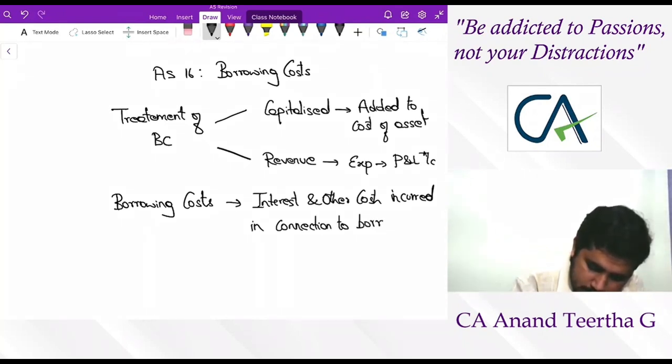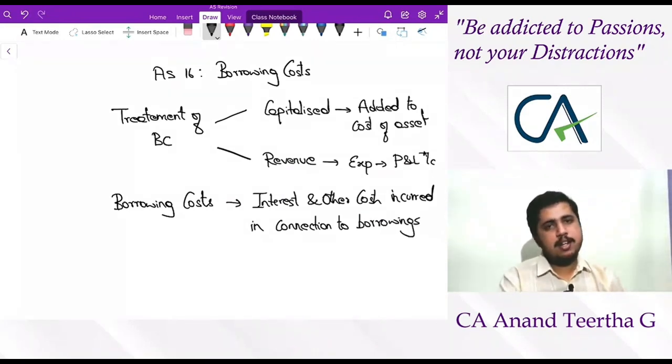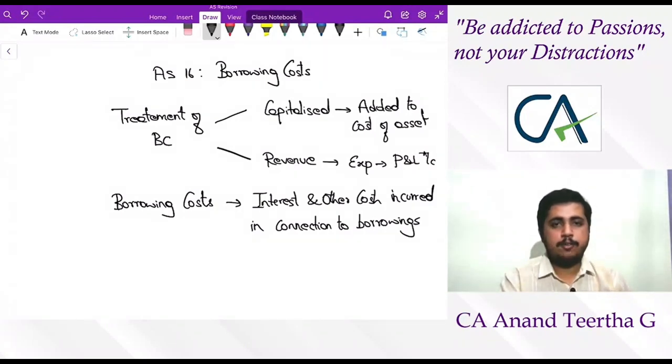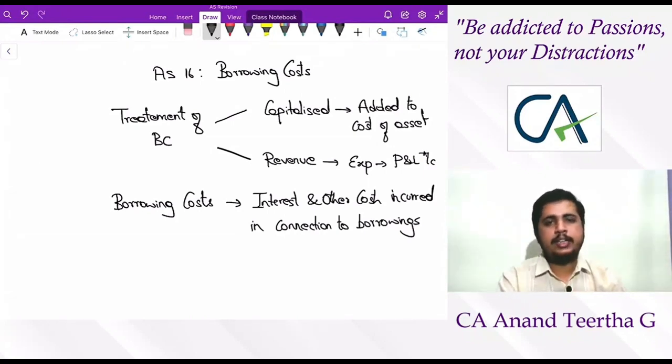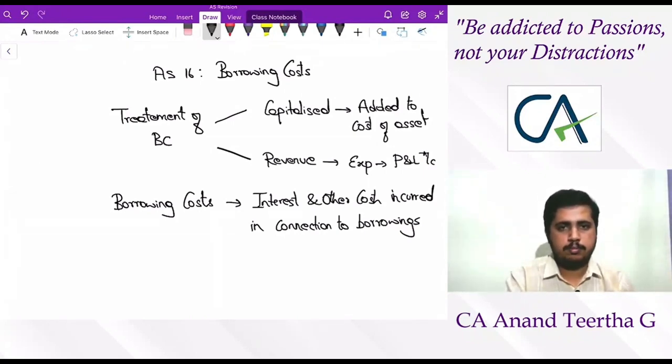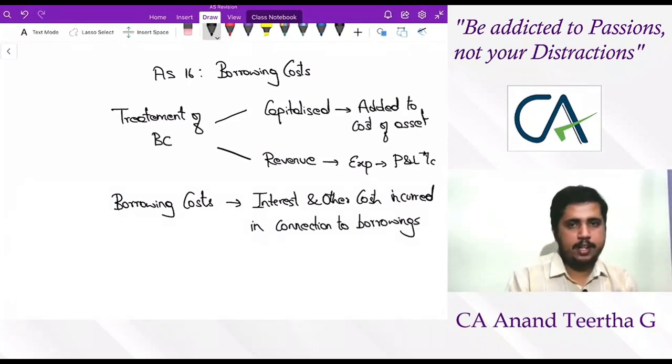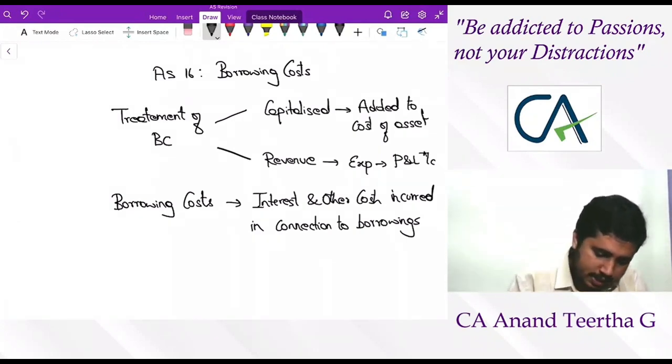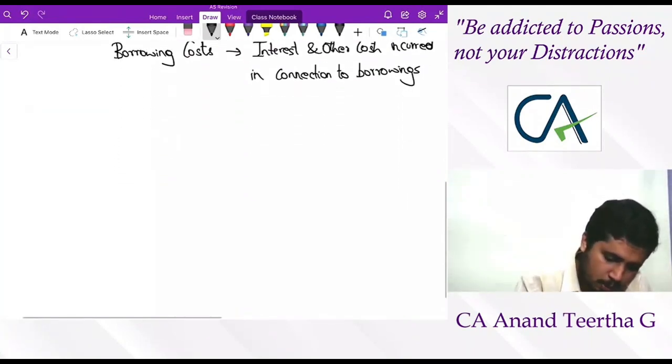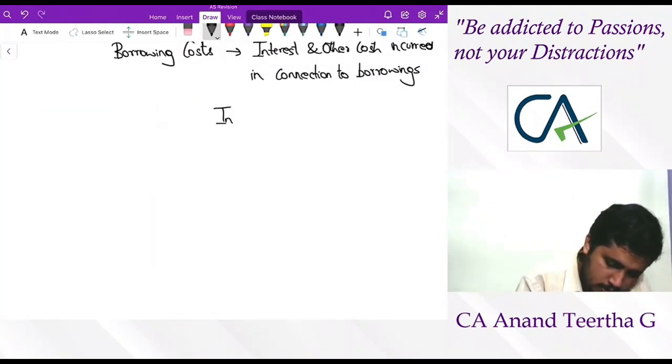Incurred in connection to borrowings. So interest and other costs. Whatever costs are incurred at the time of borrowings, whatever costs are incurred because there is a borrowing, all these things are borrowing cost. So for this particular reason, there are certain inclusions when it comes to borrowing cost. We have to talk about the inclusions of it.